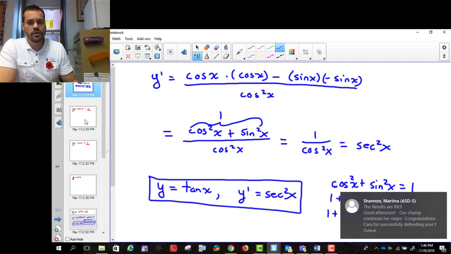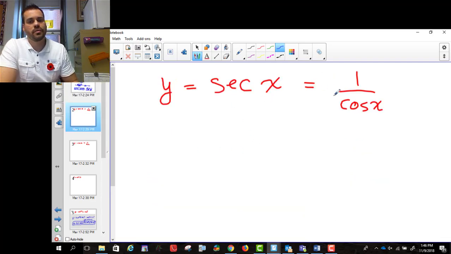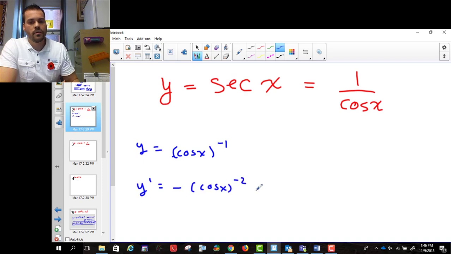Okay? If you look at secant x, we can write that as 1 over cosine x. And then we take the derivative. So what I'd like you to do, pause the video and try to get the derivative yourself. So hopefully you've worked that out. And now we'll write this. Before I write y prime, actually, just y is equal to cosine x to the minus 1, right? If we just flip that up. So then y prime becomes minus cosine x to the minus 2 multiplied by its derivative, and the derivative of cosine is negative sine x.